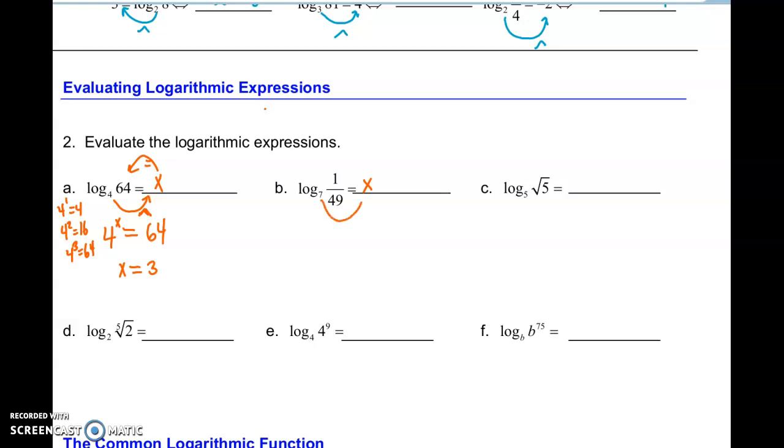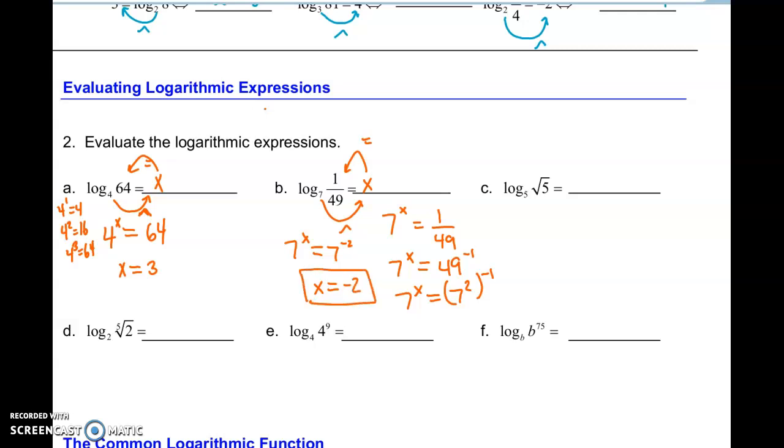The next one, I would say 7 to the x power is equal to 1/49. Now, let's rewrite this. I'm going to show you another way to think of this. 1/49 would be the same as 49 to the negative first power. 49 is 7 squared. So I get 7 to the x, this is a power raised to a power, is equal to 7 to the negative second power. And when you have the same base raised to a power, the powers have to be equal. So the missing part here is negative 2.